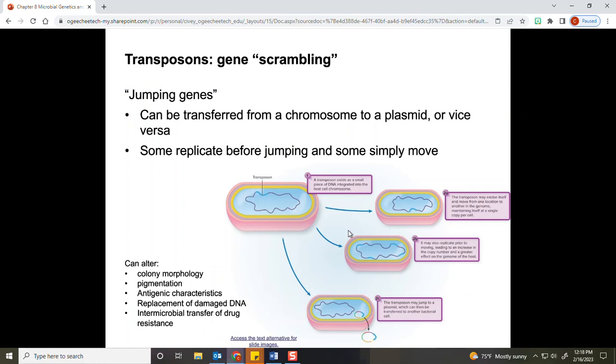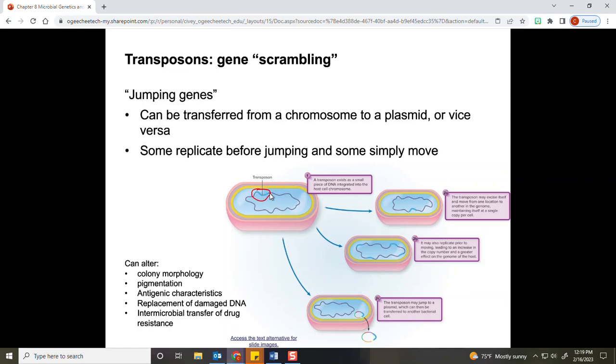Alright, so moving on. Next, we have jumping genes. Jumping genes can be transferred from a chromosome to a plasmid or vice versa. So you can think of these transposons as jumping around inside of the cell. Some replicate before they jump, and some just simply move. So what you're seeing here is the original cell. And here we see a transposon, which is a collection of genes or a gene that can move around. And then you can see some various possibilities.